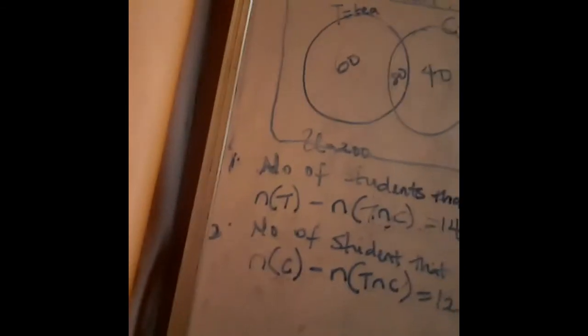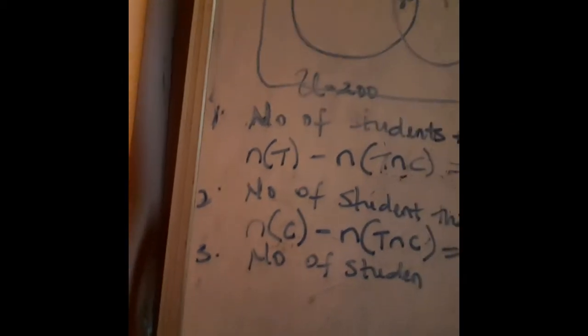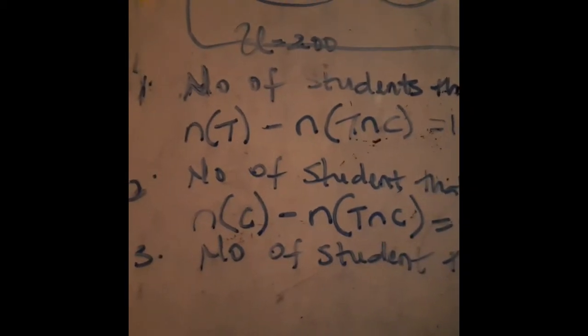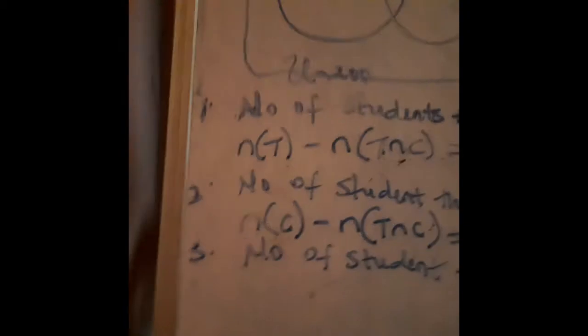That's that. So question number 3 says, how many students like neither tea nor coffee? That's the number of students that do not like tea nor coffee.